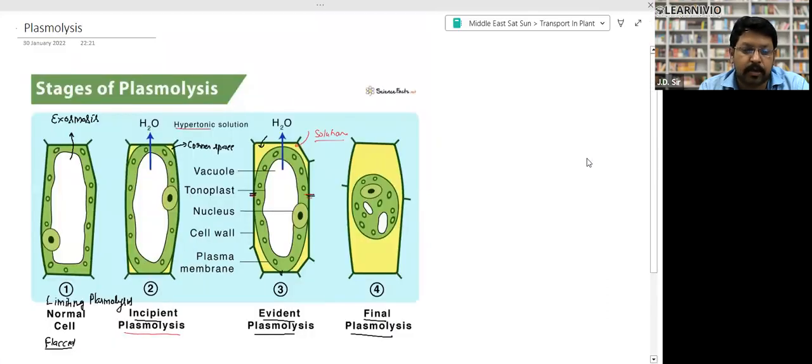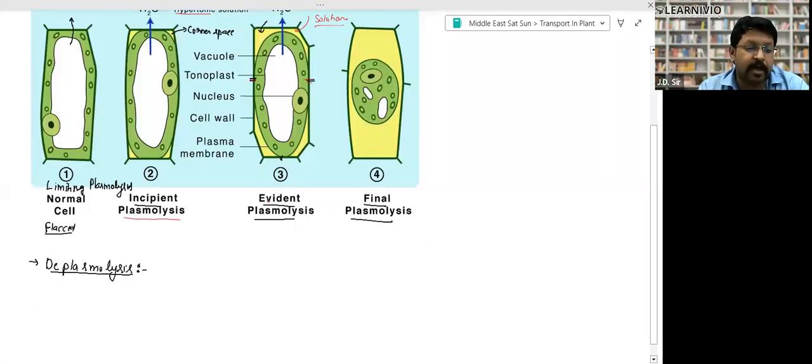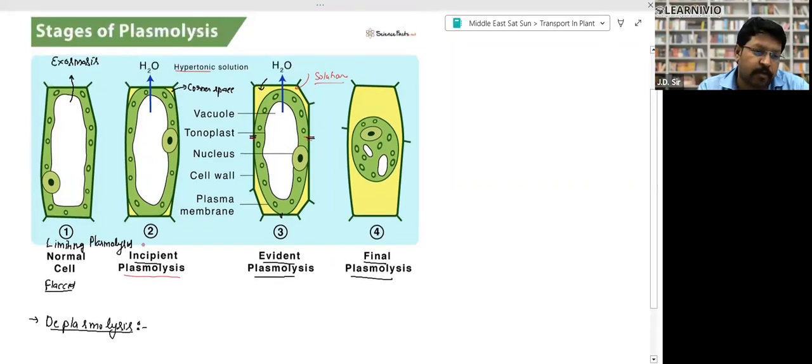So remember all the points, right? You can get the question: what is evident plasmolysis? What is incipient plasmolysis? What is limiting plasmolysis? And everything is clear from this diagram, right? So stages of plasmolysis, remember, right? In the normal cell, I have written number 1, that is limiting plasmolysis. Number 2, incipient plasmolysis. Number 3, evident plasmolysis. And the 4th one is final plasmolysis. Okay.